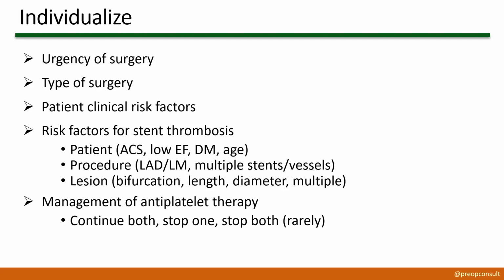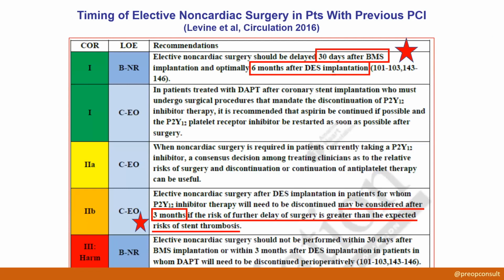Then we have to figure out how to manage antiplatelet therapy. So this was a small update, not specifically for non-cardiac surgery, but the last 3 pages dealt with non-cardiac surgery in patients who had PCI. It came out by Levine in 2016. And it says that elective non-cardiac surgery should be delayed for 30 days or more after bare metal stenting, and optimally 6 months after drug-eluting stent implantation. It used to be 12 months. They dropped it to 6 months in 2016.